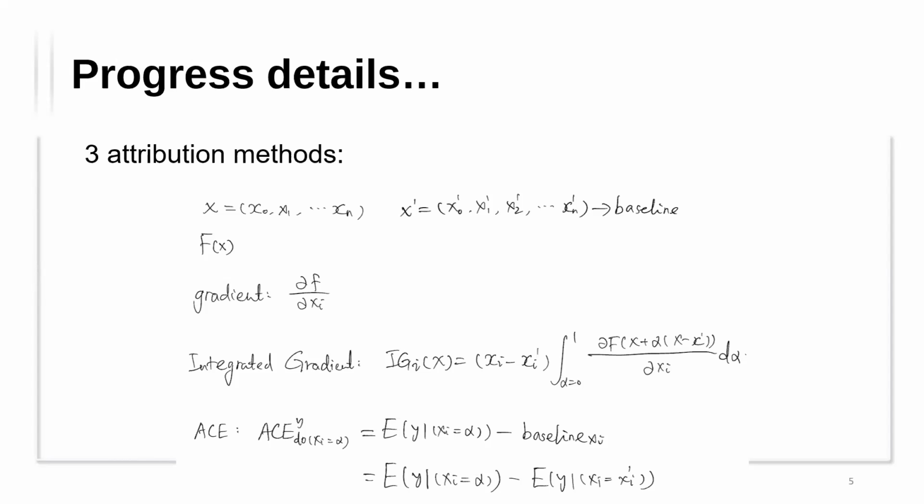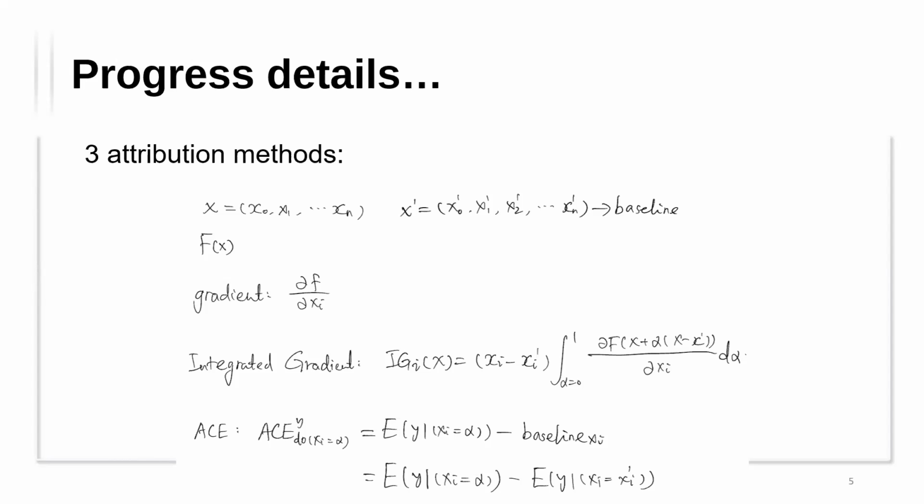Both integrated gradients and ACE use a baseline. The baseline for integrated gradients is actually an input. And the baseline for ACE is actually an expectation.